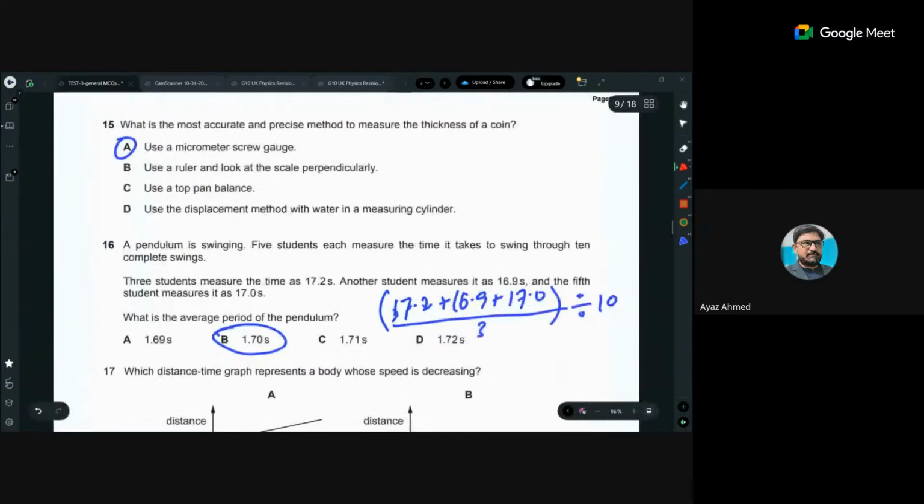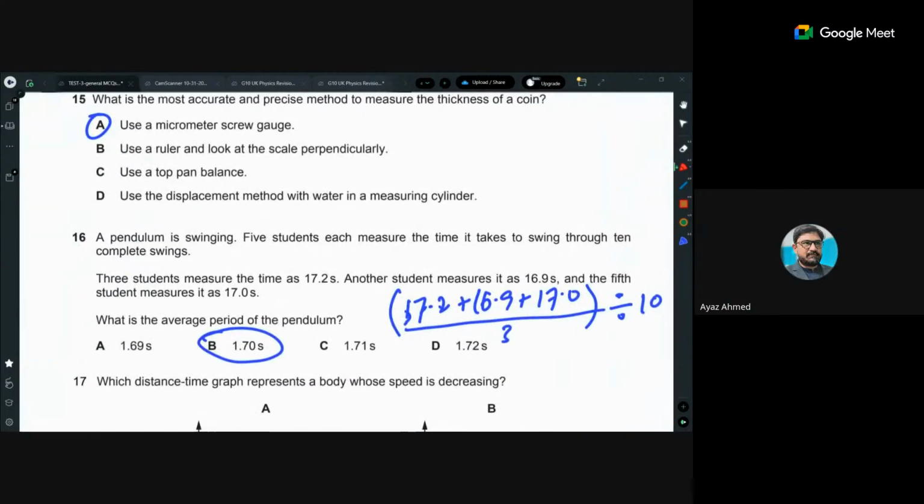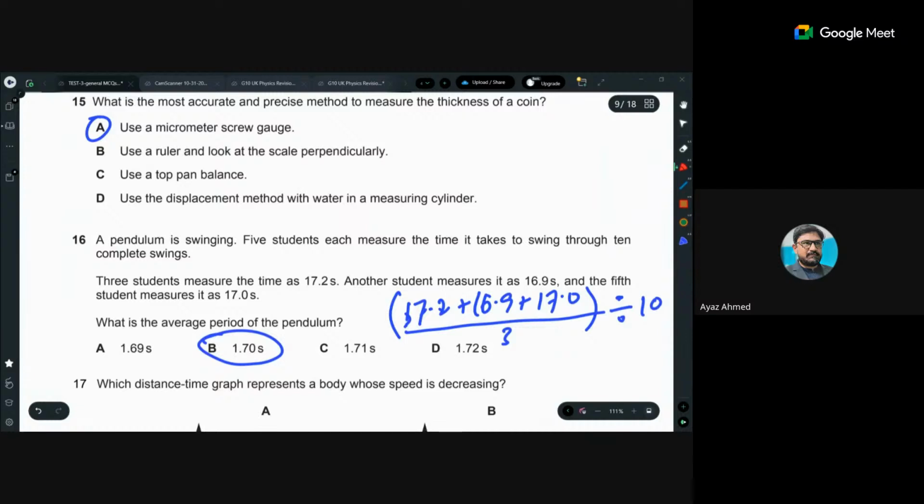Then question number 15. What is the most accurate precise method to calculate the thickness of a coin? A coin is very small in thickness. That is why it uses a micrometer screw gauge.